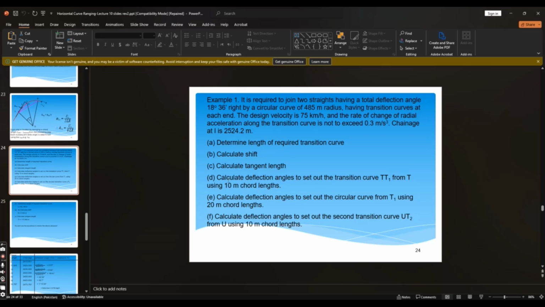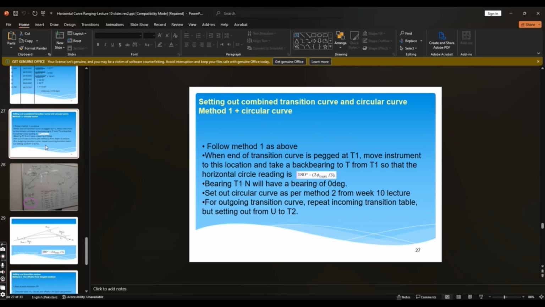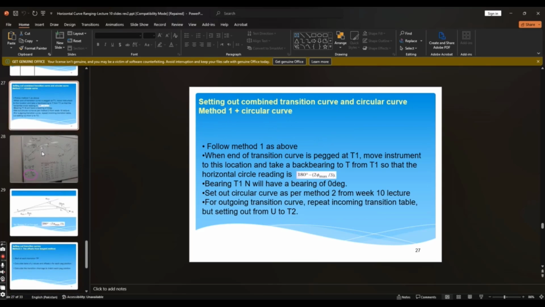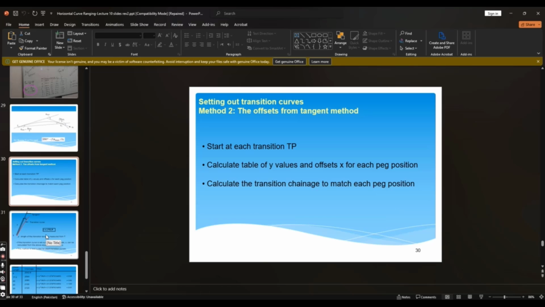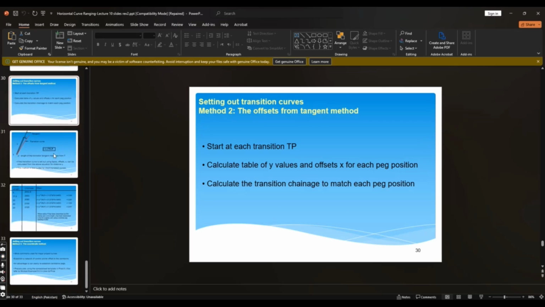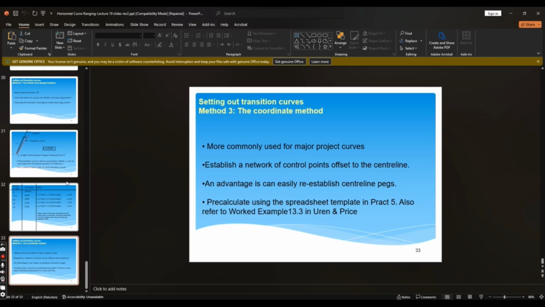Example number 1. You can use these examples to master curve ranging. Every step is mentioned in these examples. It's about method number 2. There are many examples related to transition curve.